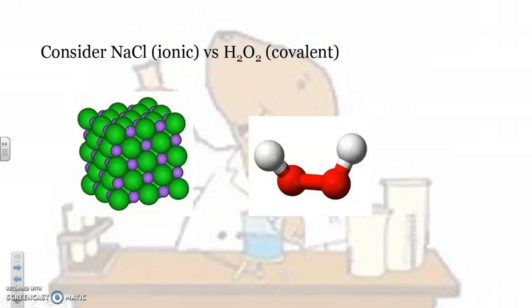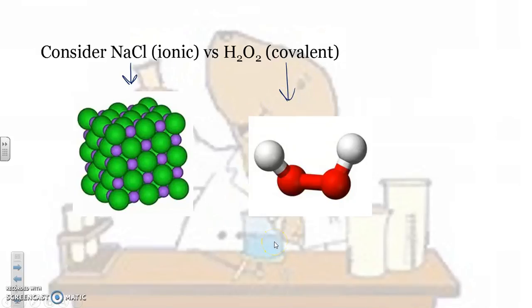Okay, now we're going to talk about empirical formulas and molecular formulas. And in order to do that, we need to look at 2 different compounds. One of them is sodium chloride, which is an ionic compound. That would be here. And this one is hydrogen peroxide, which is a covalent compound.